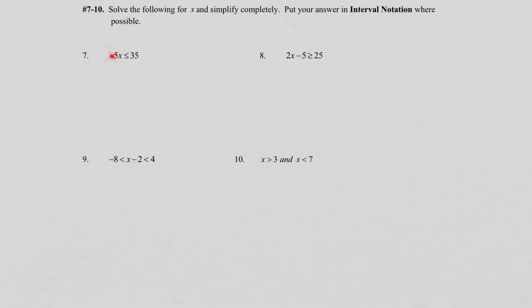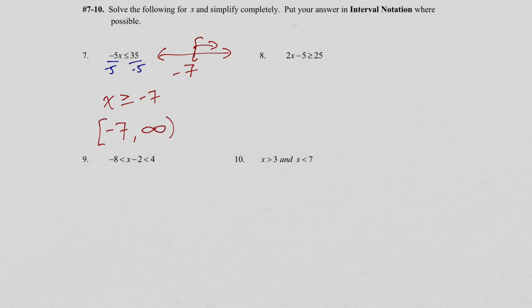Okay, we need to divide each side by negative 5, but remember, when you divide or multiply each side by a negative number, the inequality is going to flip direction, so it's going to go from a less than to a greater than. So if you thought about this on a number line, negative 7 goes like this, and it brackets like this. So in interval notation, we go from negative 7 up to infinity. This is our negative 7. This is our infinity.